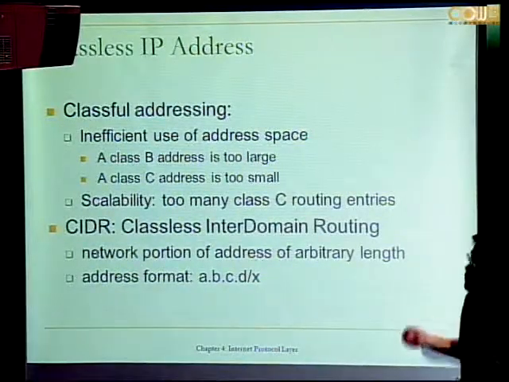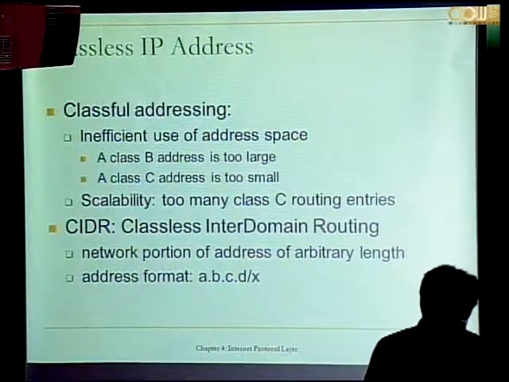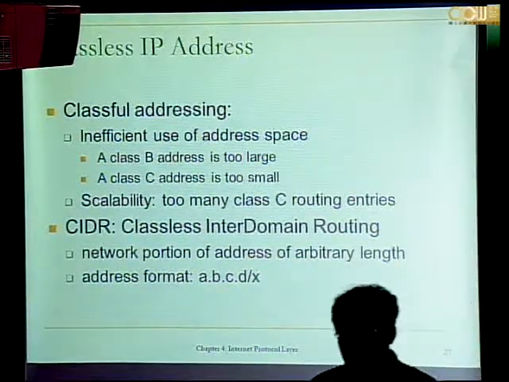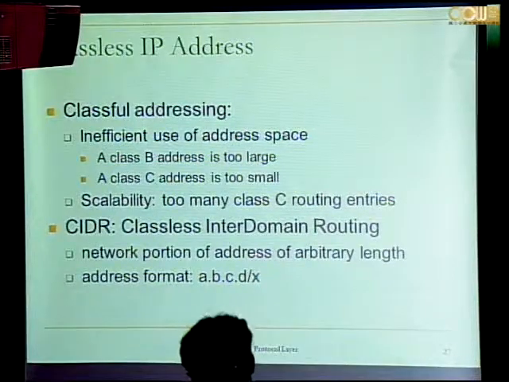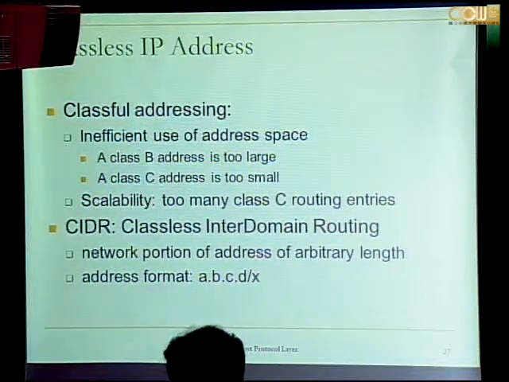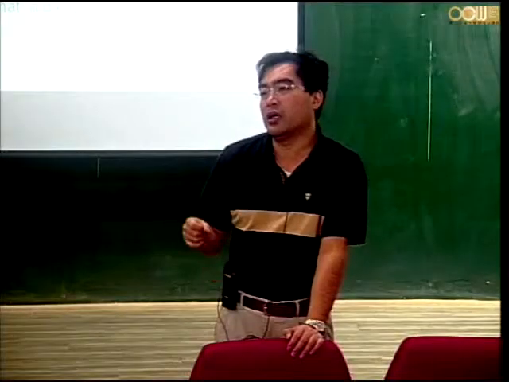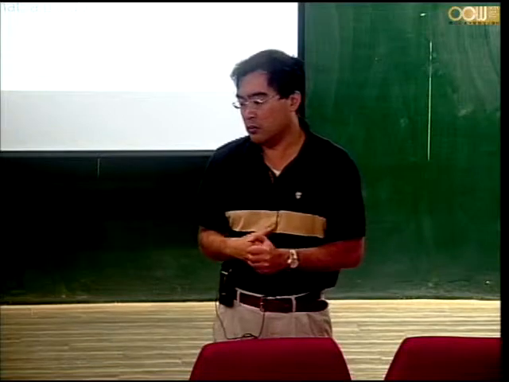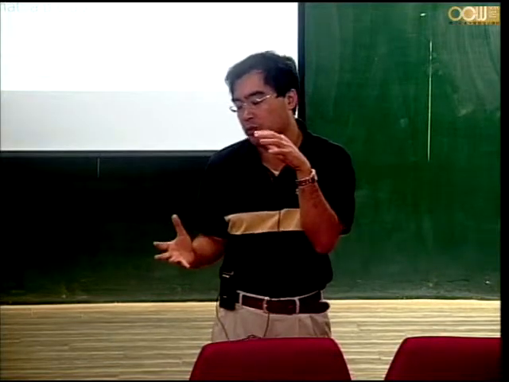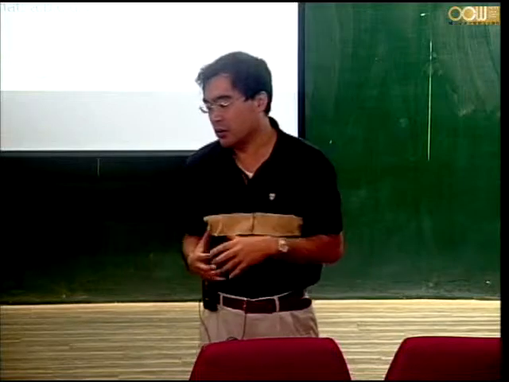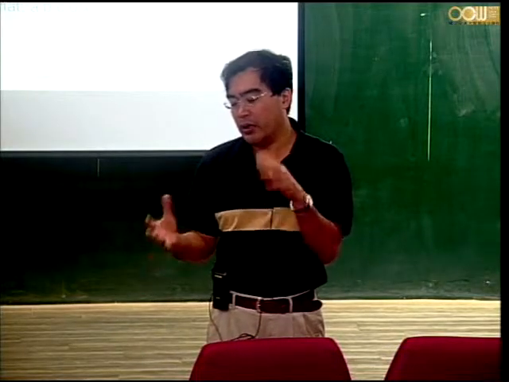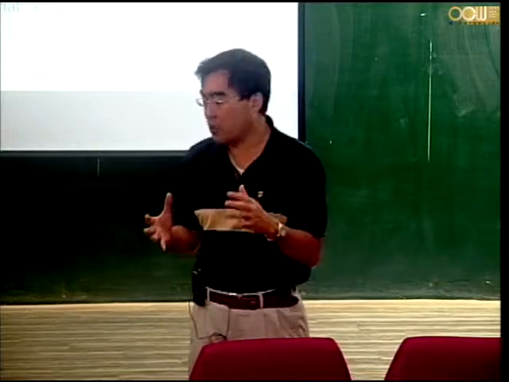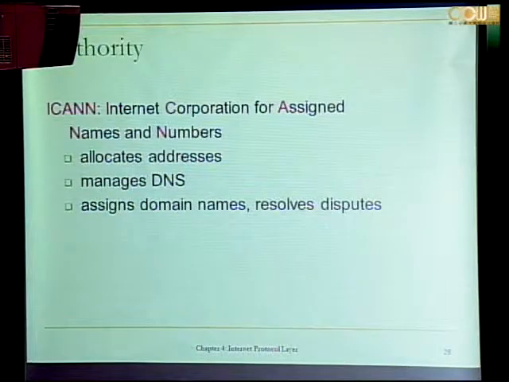The idea of doing this is called classless IP addressing, in the sense that you don't care much about Class C, Class B, Class A. You treat one chunk of address space as one entity, and it would only increase one routing table entry in the backbone routers. And ICANN is the organization that allocates addresses and also manages domain names.